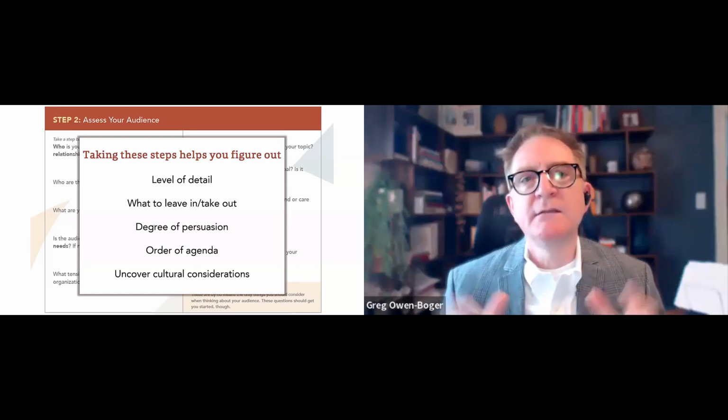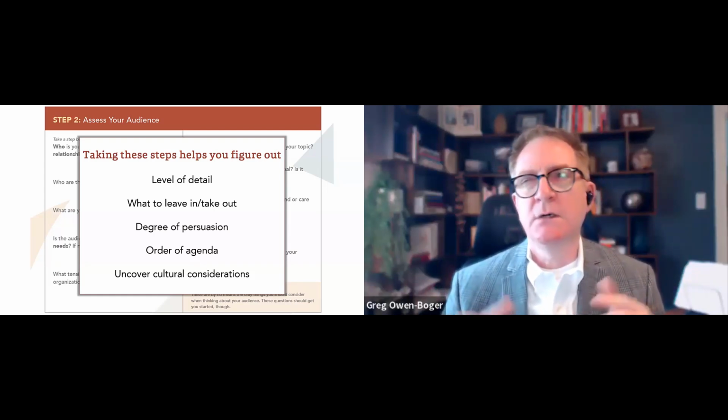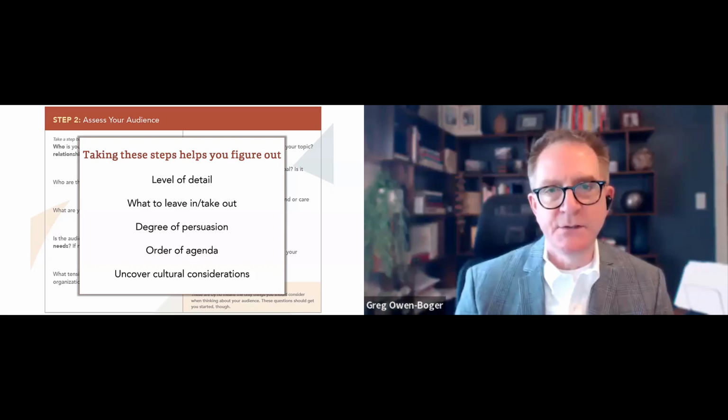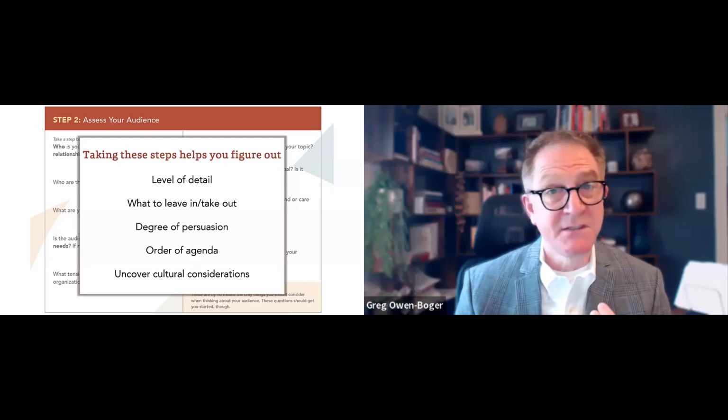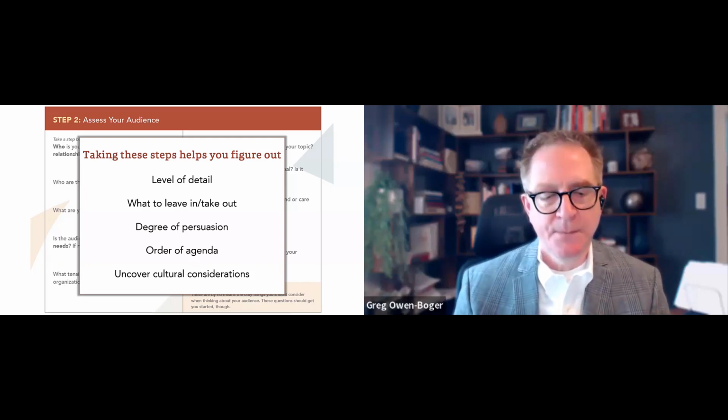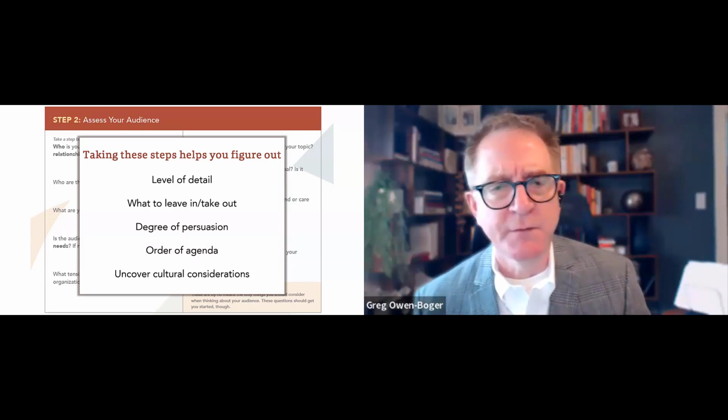Okay. So taking these steps may feel like, oh, I know this in the back of my head. I don't need to do this. But by taking a few moments and being intentional with this, it helps you understand the level of detail you need to go into, what to leave in and what to take out. That's really important for subject matter experts. The degree of persuasion, the order of the agenda. In other words, what order do they need to hear information from me?